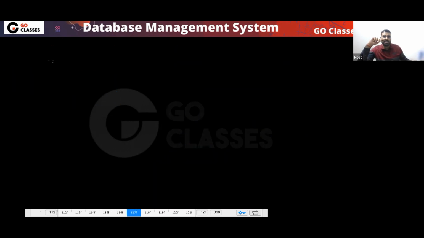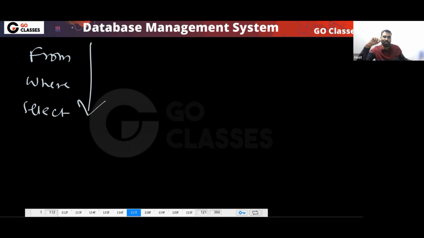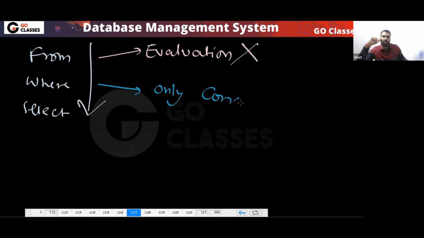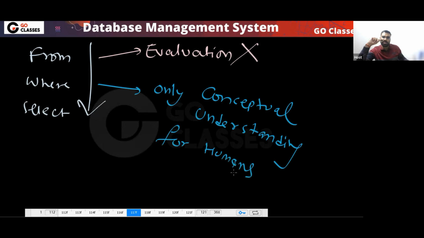So now from today onwards, if someone says that from this will happen, then this will happen, then select will happen, what will you tell them? This is just a conceptual understanding. If someone says this is the evaluation, that is wrong. This is only a conceptual understanding for humans. Is this clear?